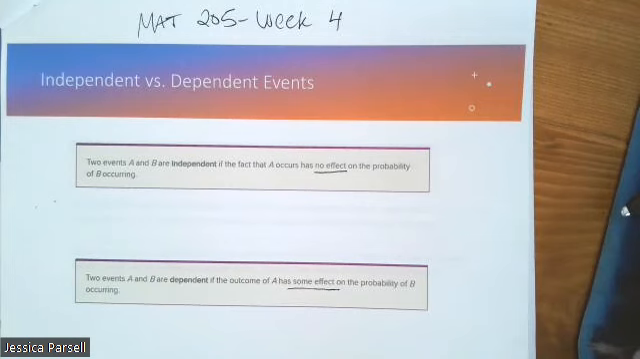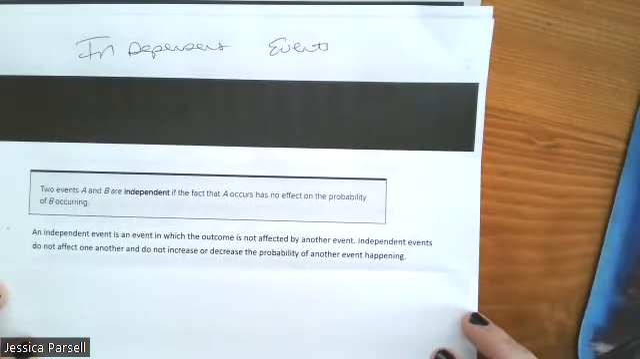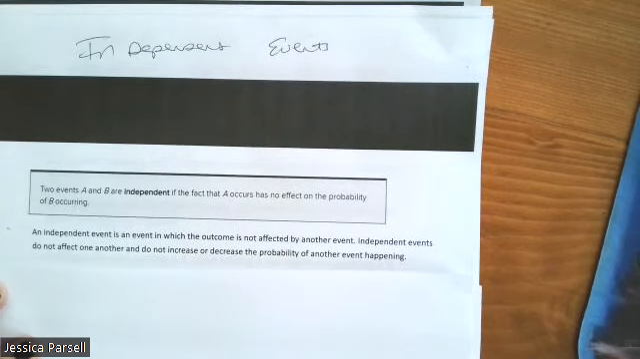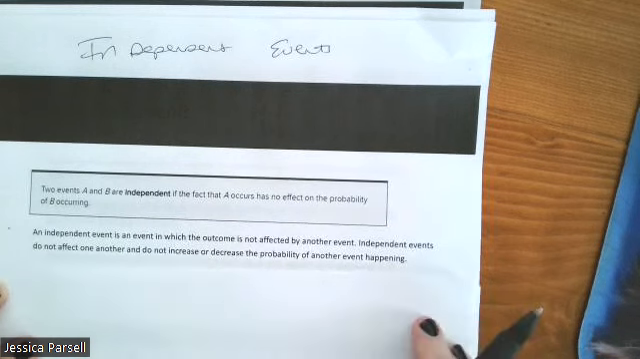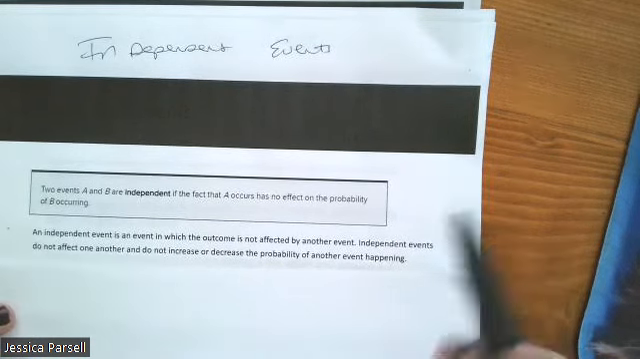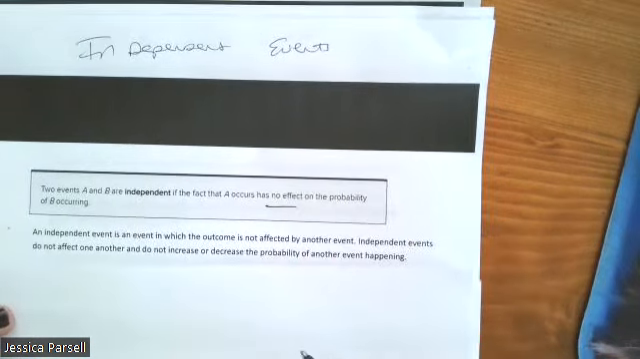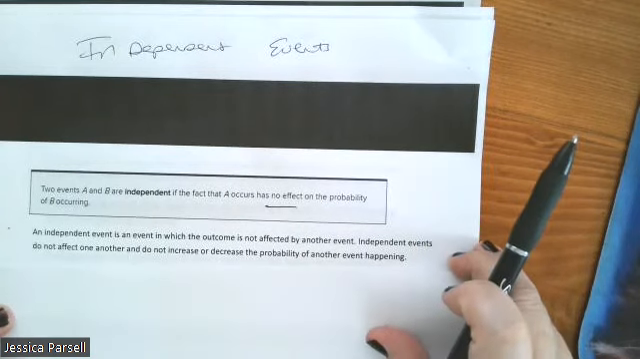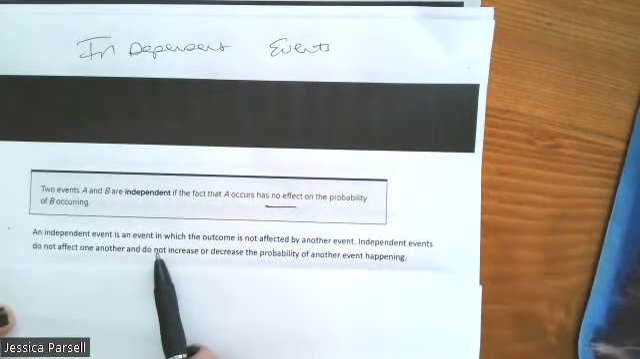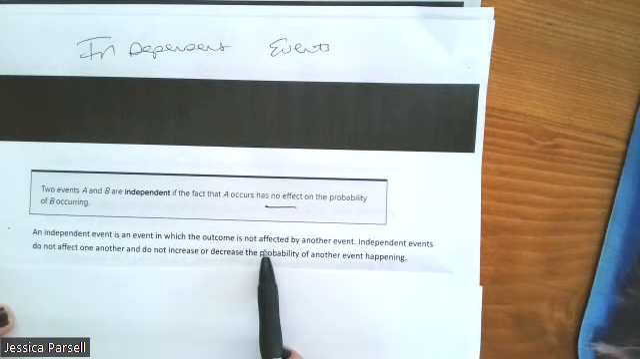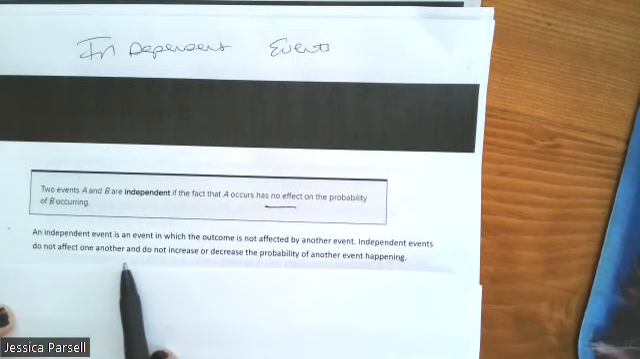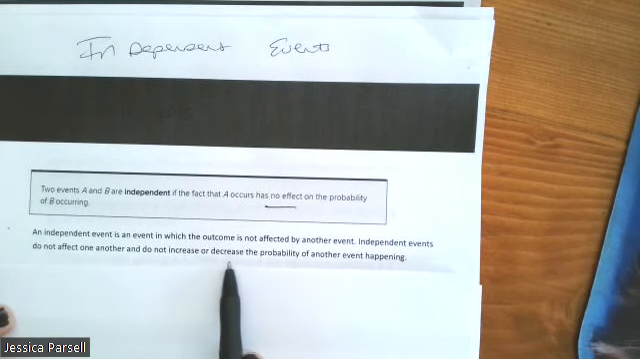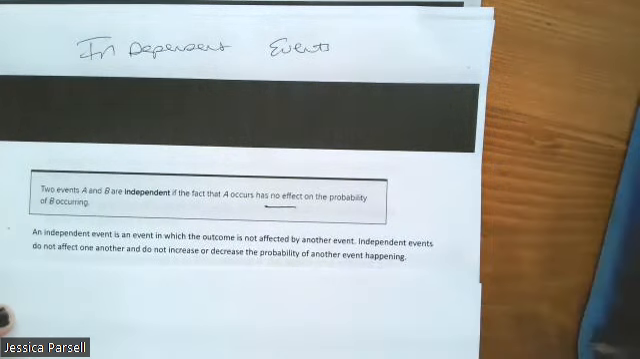Okay, let's dive deeper into independent events. We know that two events A and B are independent if the fact that A occurs has no effect on the probability of B occurring. Here's another way to think about that. An independent event is an event in which the outcome is not affected by another event. Independent events do not affect one another, and they do not increase or decrease the probability of another event happening.